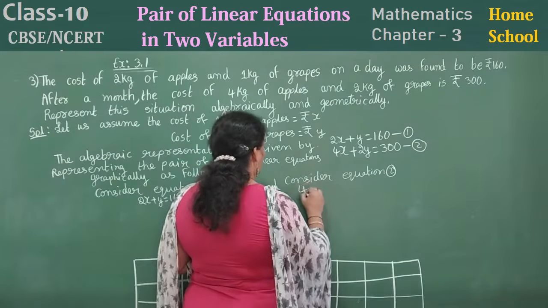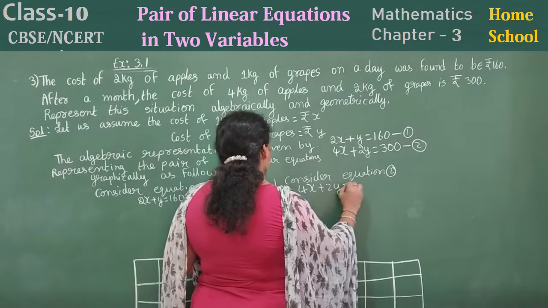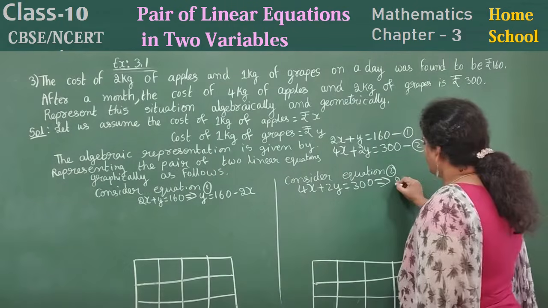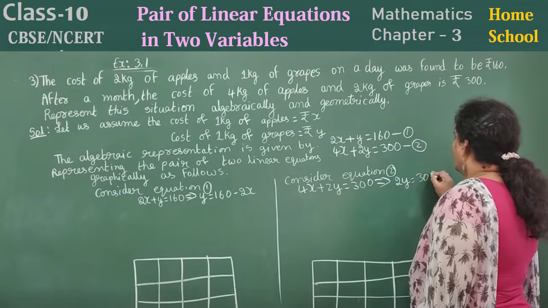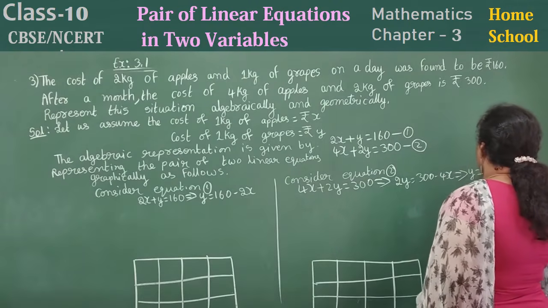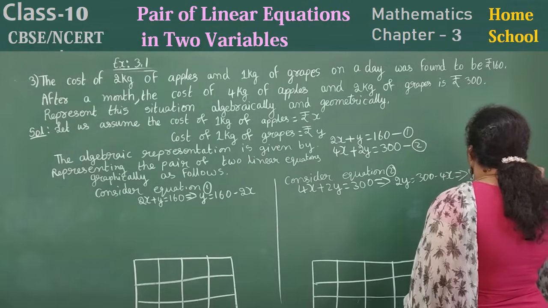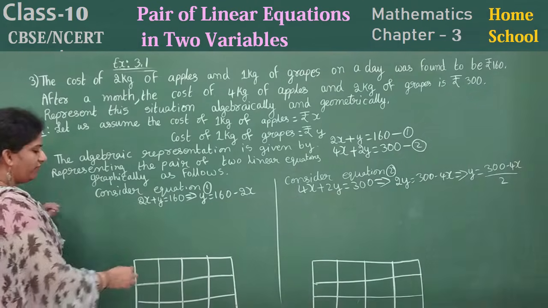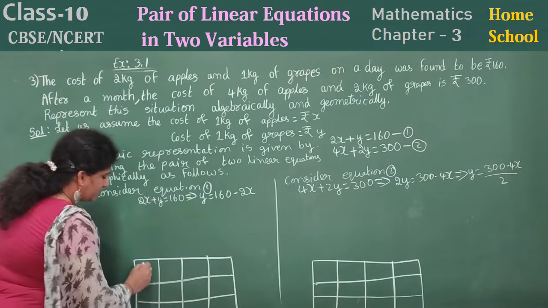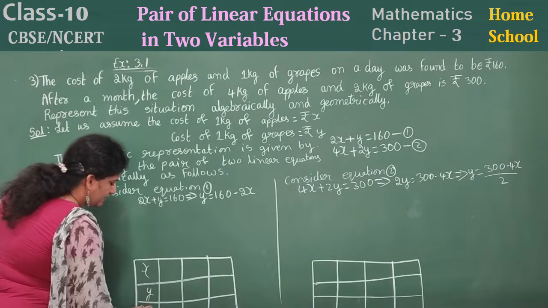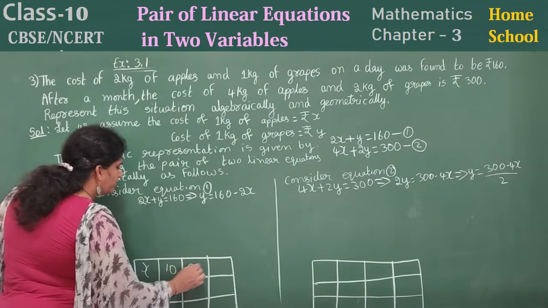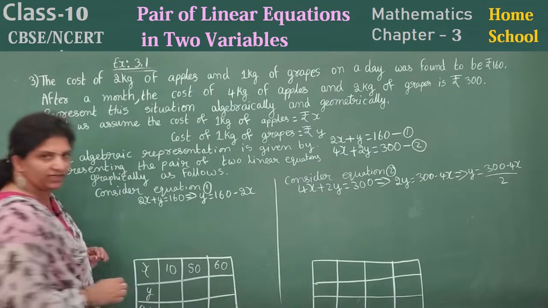Consider equation 2. 4x plus 2y is equal to 300. So rewrite the equation in the form of y, children. That is 2y is equal to 300 minus 4x. That implies y is equal to (300 minus 4x) by 2. We are going to take a table here having 3 rows and 4 columns. Let's mark it x, y, x comma y. Let's take x values, any values, 10, 50, 60 I will take.